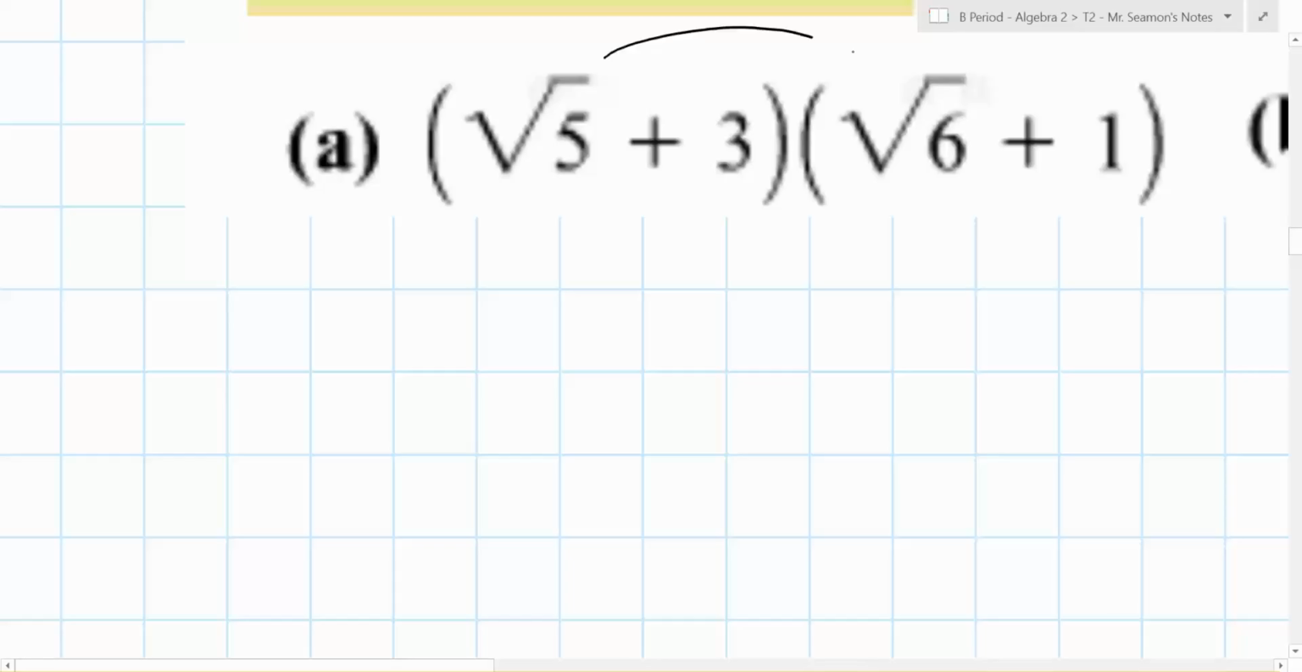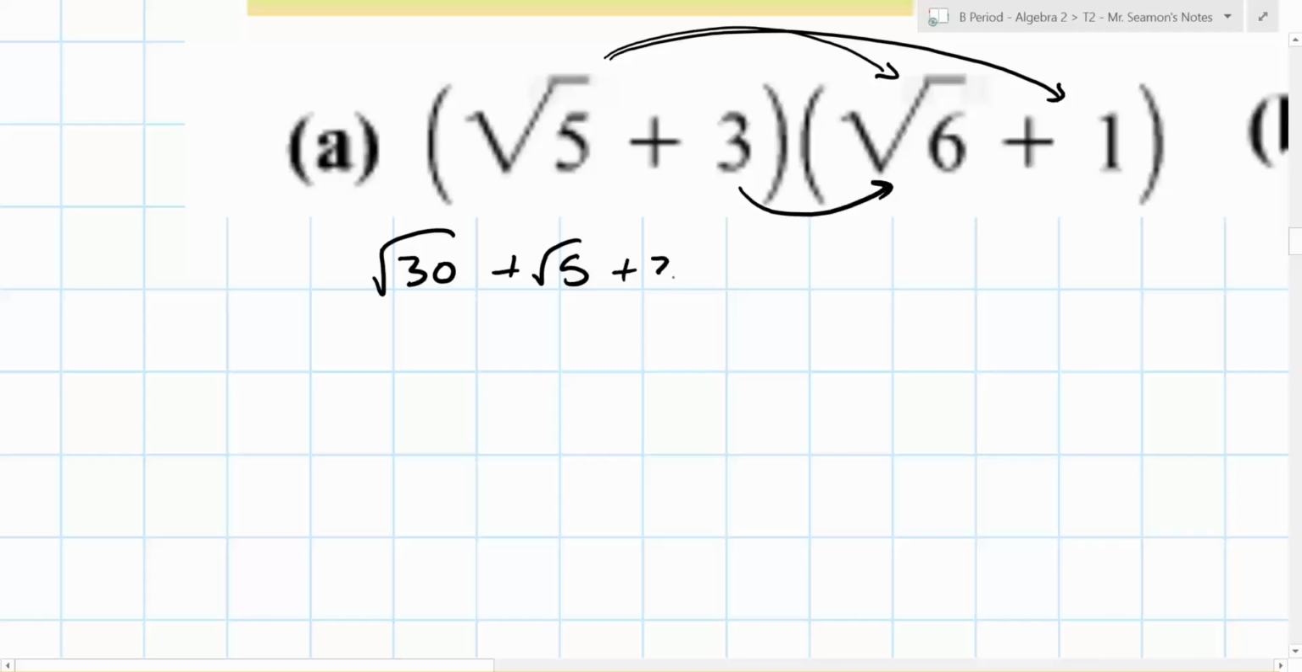What's the square root of 5 times the square root of 6? Square root of 30. Yes. The square root of 5 times 1? Square root of 5. Root 5. 3 times root 6 and 3 times 3. Did I get 3? Exactly. Is there anything there we can combine?